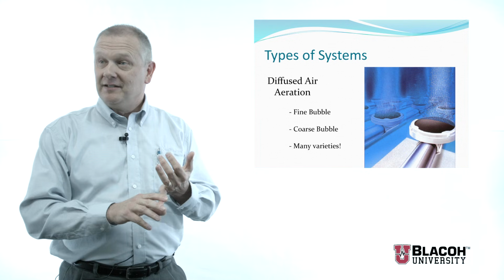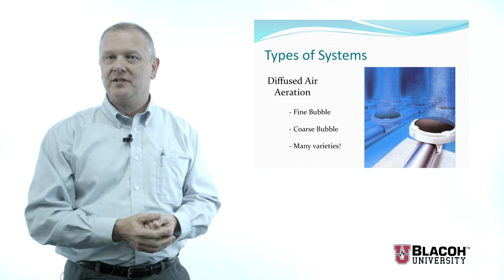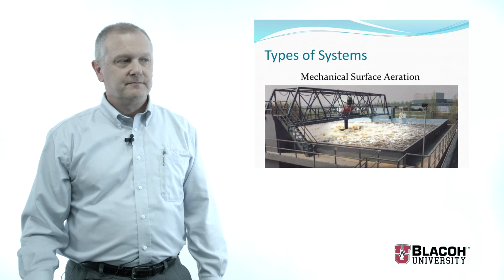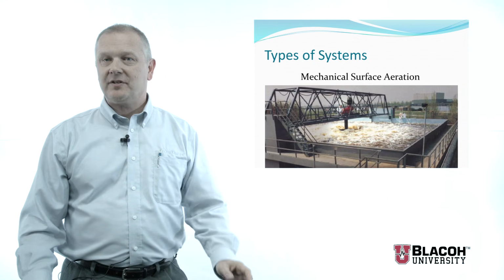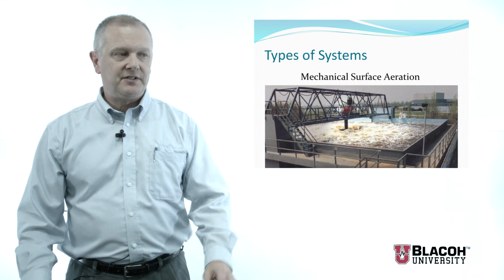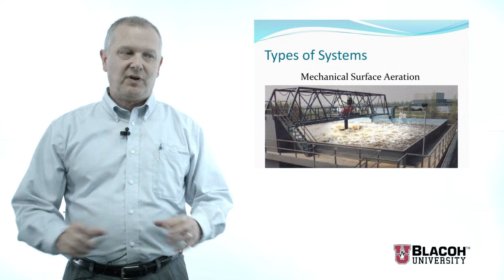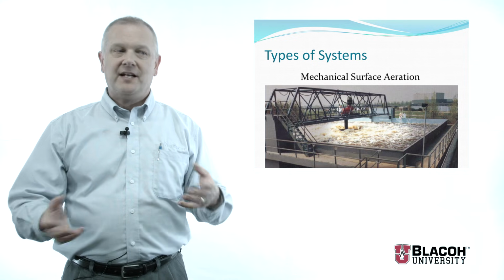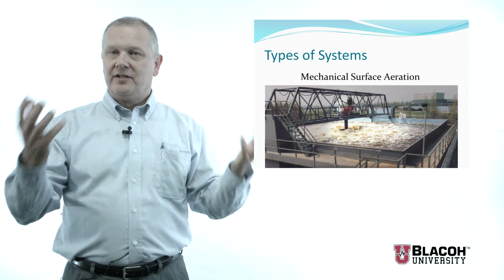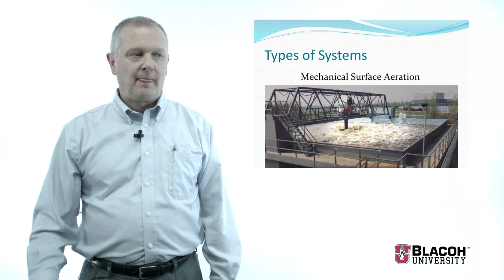And you need a blower or a compressor to push that air through the pipes and through these diffusers into the wastewater. The other type that's commonly used is some type of mechanical surface aeration. Here you can see we have a vertical turbine aerator, and it's splashing and churning the water. As it does that, the air gets entrained in the water and it dissolves oxygen into the water.